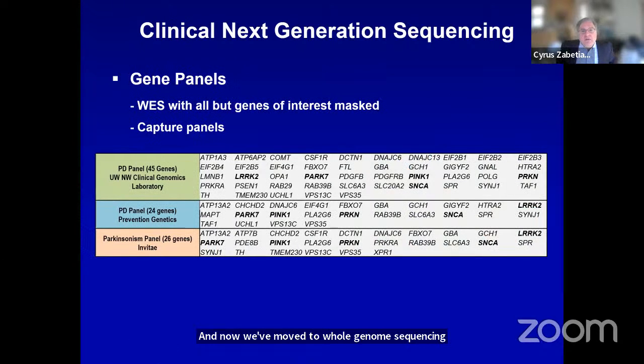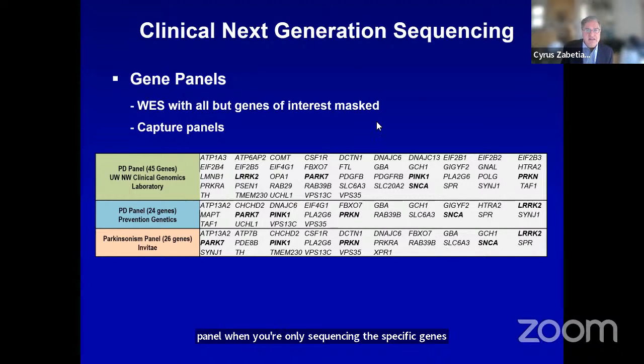And there are many companies that offer these gene panels. Just to tell you, these panels can be done one of two ways. First, you can do whole exome sequencing, but mask all the other genes except for the genes of relevance. That's one way to do it. Another is a capture panel, where you're only sequencing the specific genes and you don't have data from anything else.